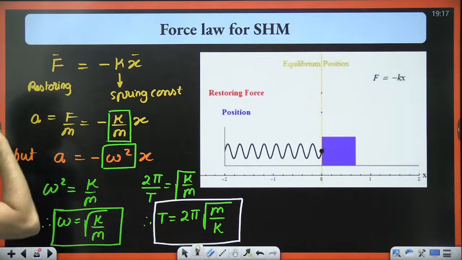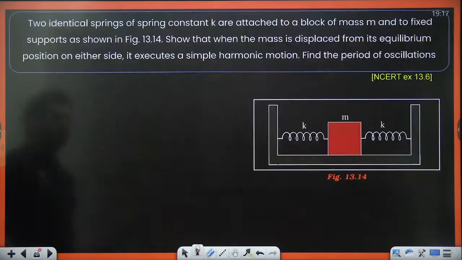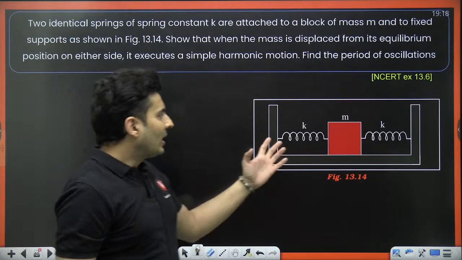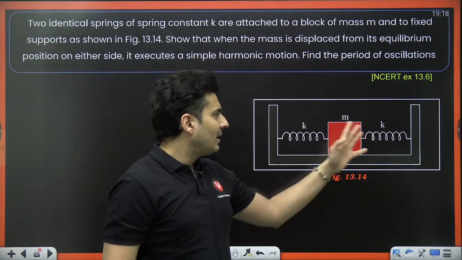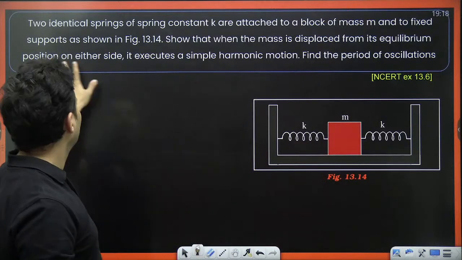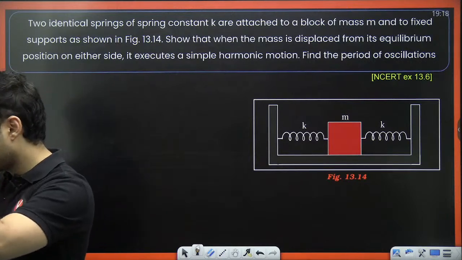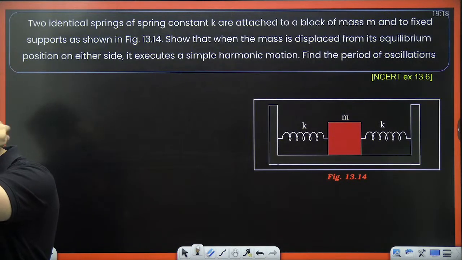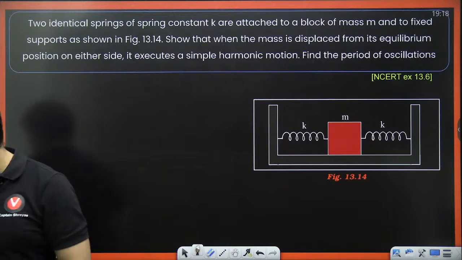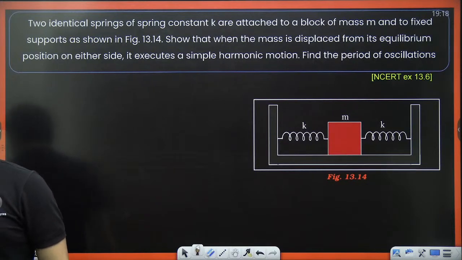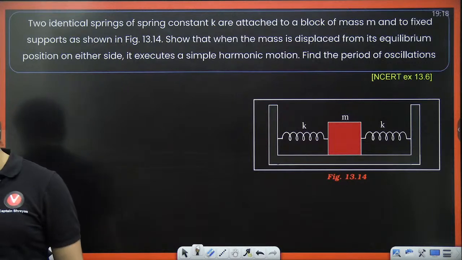Okay? Cool? All right. Now, let's see if you guys can solve this question. Look at these two springs. There is a mass and you move it back and forth. The question is, find the time period of oscillations. What do you think is the way to solve it? Try to read the question again and again. Come on.